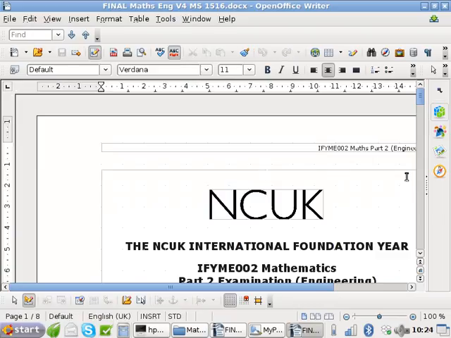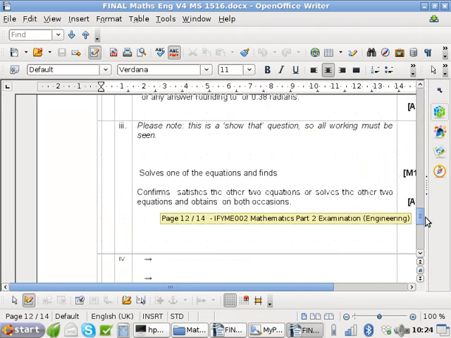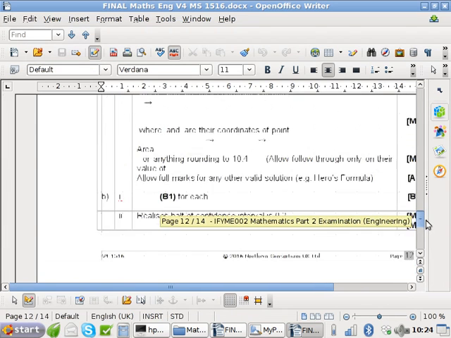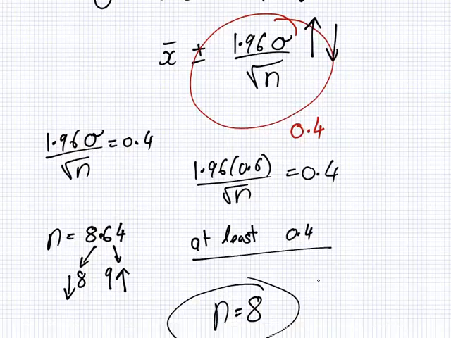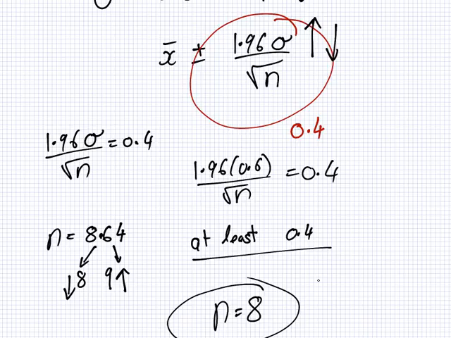Anyway, the answer should be 8 because he did clearly say at least. So let's see if it is 8. Oh my goodness, that is so not close. Please tell me, did I write any of my numbers wrong? It is 0.6, yes? The standard deviation is 0.6? Yes. How embarrassing. 1.96 times 0.6 divided by 0.4. My goodness.